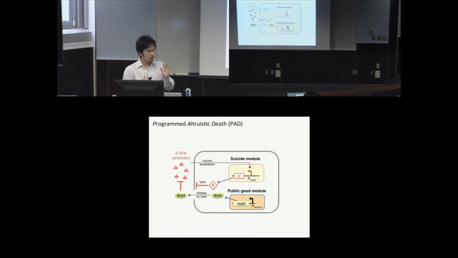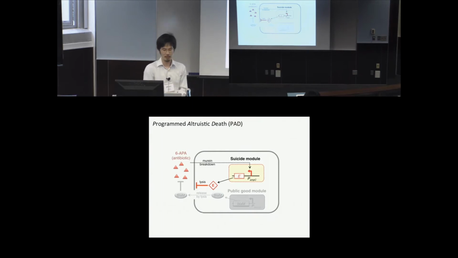Again, coming back to programmed cell death, or now I call it programmed altruistic death, or PAD. I constructed this system in E. coli to capture the basic logic of programmed altruistic death. The system consists of two modules: a suicide module and a public good module. The suicide module responds to stress, the antibiotic 6-APA. It induces the E-lysis gene and then causes cell lysis. So in response to the antibiotic, it lyses the cell.